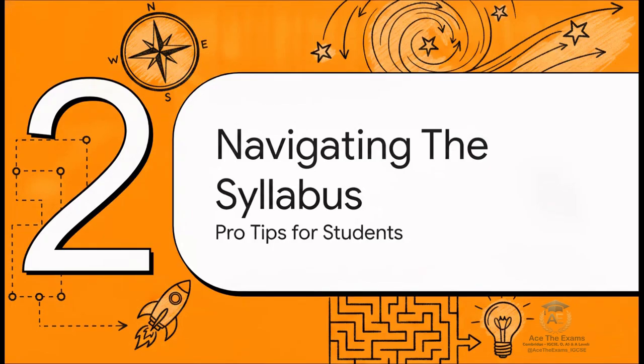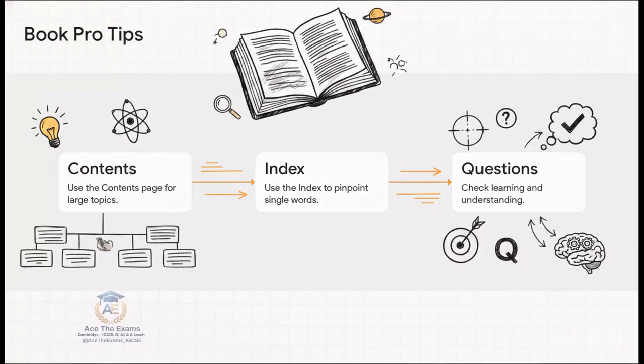Moving right along to Section 2, Navigating the Syllabus, Pro Tips for Students. In the front matter, the authors explicitly tell you how to extract the maximum value from their book. First, use the contents page to get a bird's-eye view of the large topics. Second, and honestly, this is a massive time saver for your revision, use the index at the back to pinpoint single words. If you forget what total internal reflection means, don't just aimlessly flip through the chapters, snipe it directly from the index.